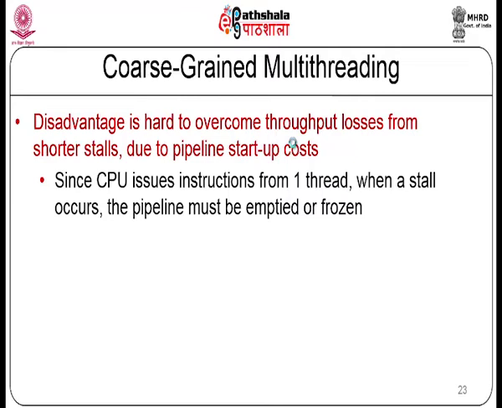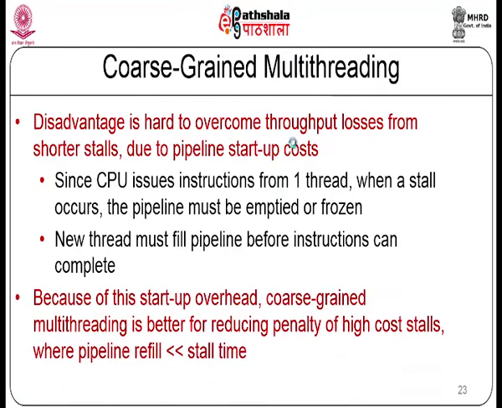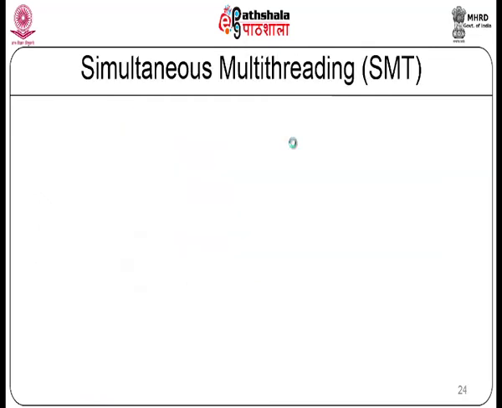Of course, you can do some predictions and you can try to fill up instructions in your prefetch pipeline, but still that is a problem associated with coarse grained multithreading. The new thread must fill the pipeline before instructions can actually complete. Because of the startup overhead, coarse grained multithreading is better for reducing the penalty of high cost stalls, where the pipeline refill is far less than the actual stall time. And this is used in the IBM AS400 architecture.